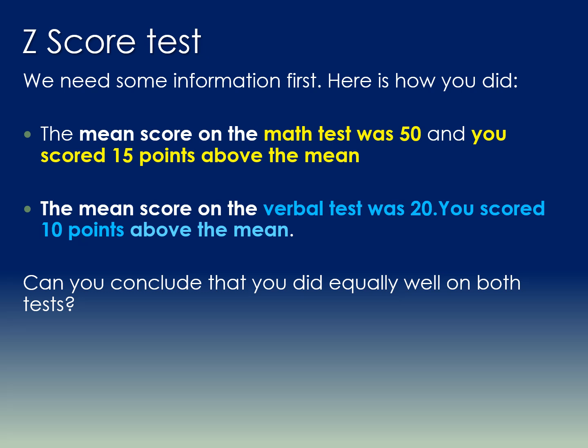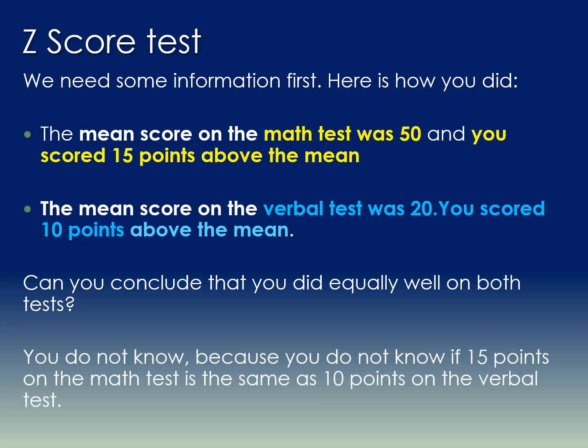Can you conclude that you did equally well on both tests? Because you're above the average in both the math test and the verbal test. Now you want to do the comparison between the two. This is where we start comparing apples and oranges. The thing is, you don't know, because you don't know if 15 points on the math test is the same as 10 points on the verbal test in terms of where you place. So we have to convert these things into z-scores.